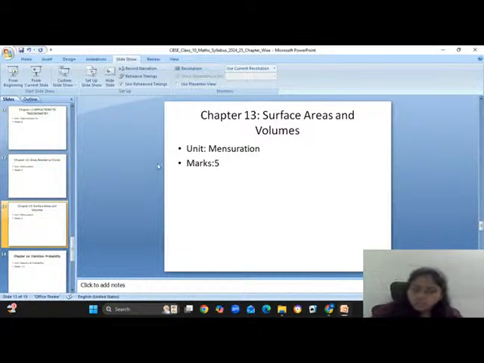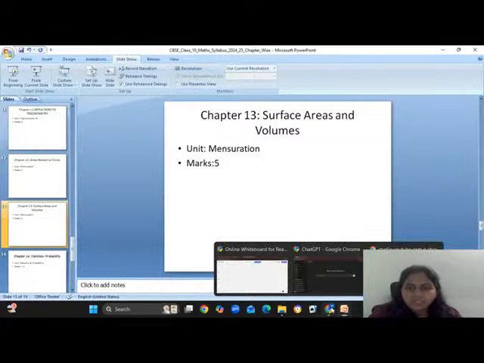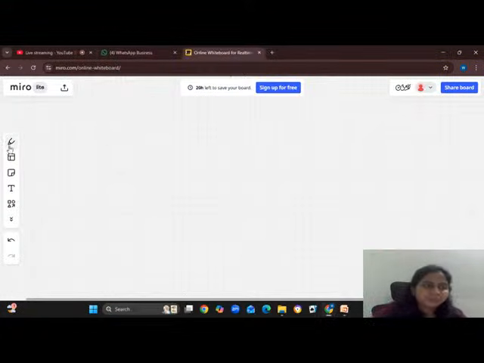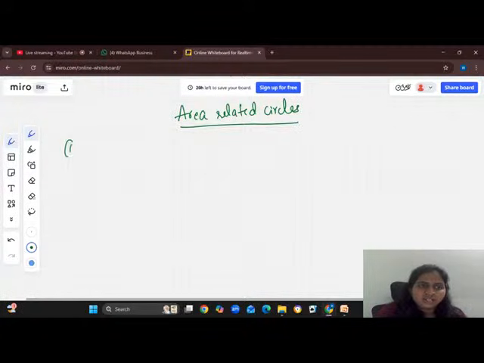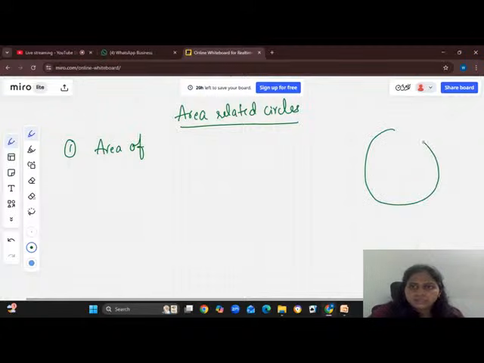These two chapters are mainly based on formulas, both areas related to circles and also surface areas and volumes. For areas related to circles, just go with the area of, for example, if I take a circle, this is my center point.